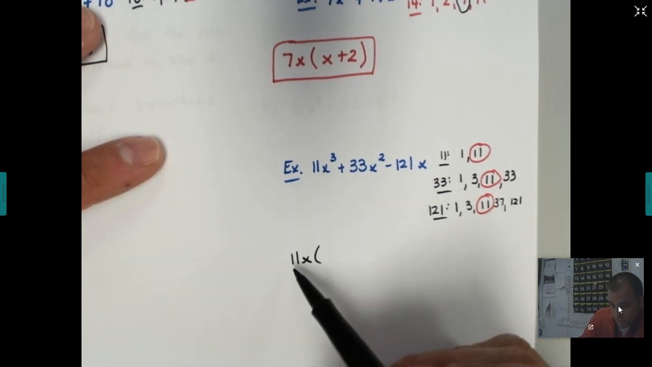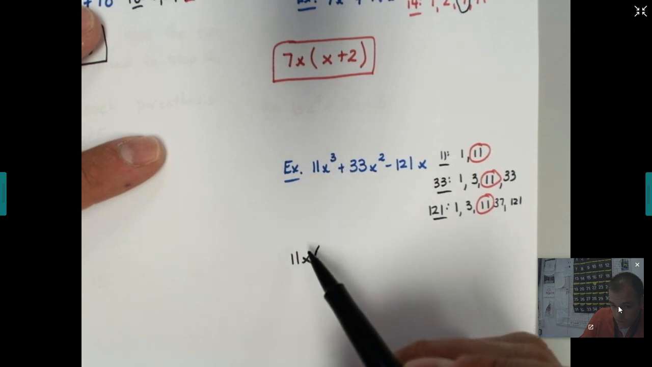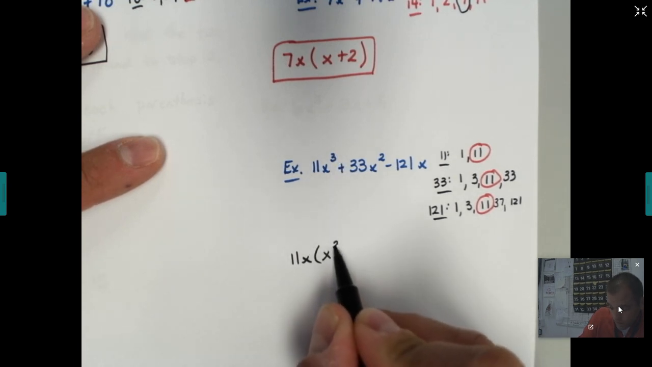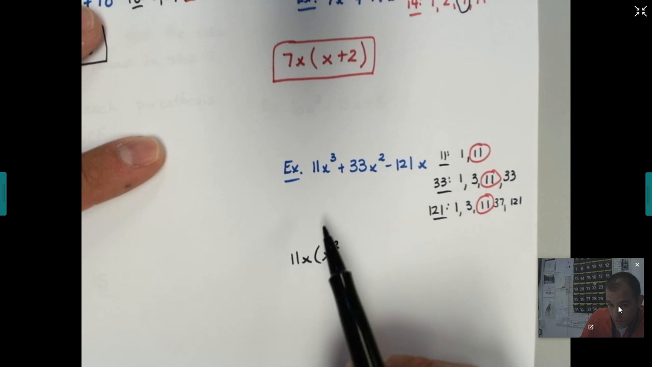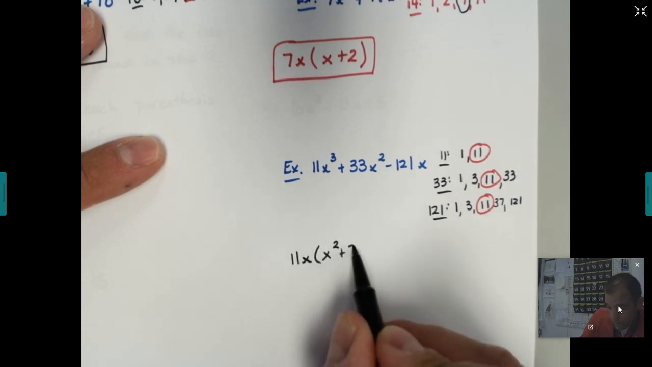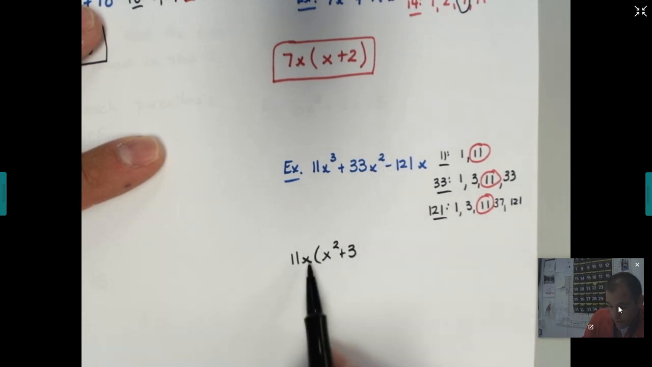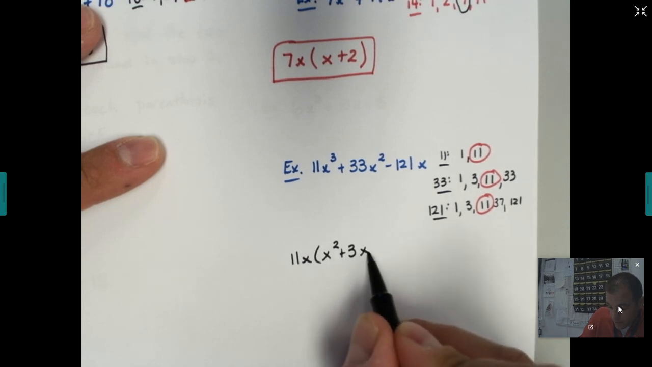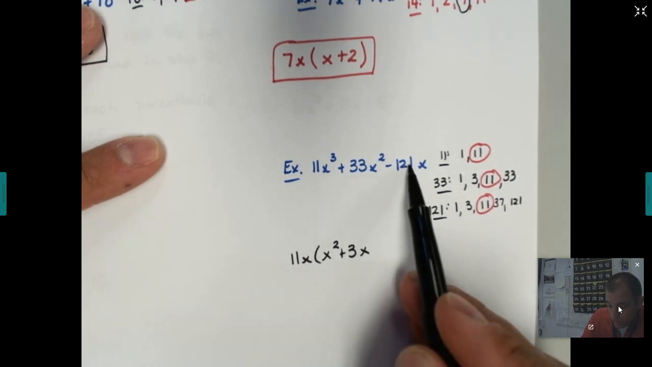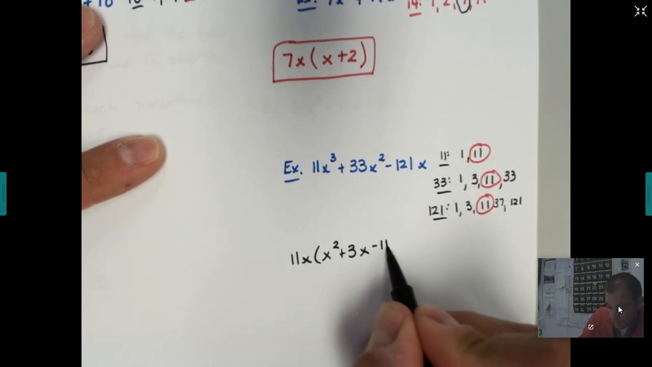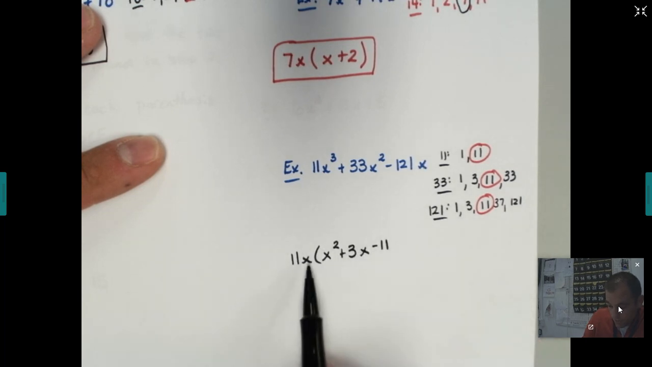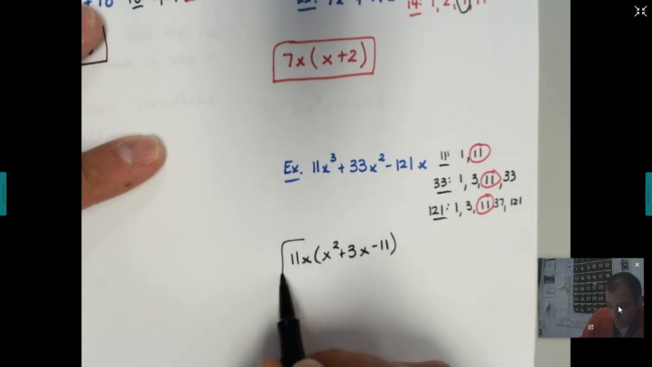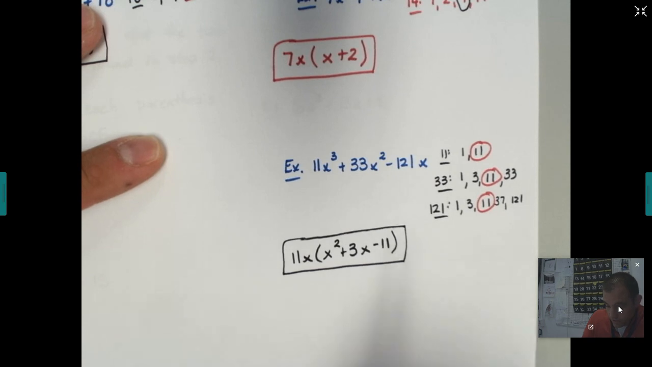11 divided by 11 is 1. I had 3 x's, took 1 away, I'm left with x squared. 33 divided by 11 is 3. I had x squared, I took x out, that leaves 1x. 121 divided by 11 is 11. I had an x, took it out, no more x's left. There is our final answer.